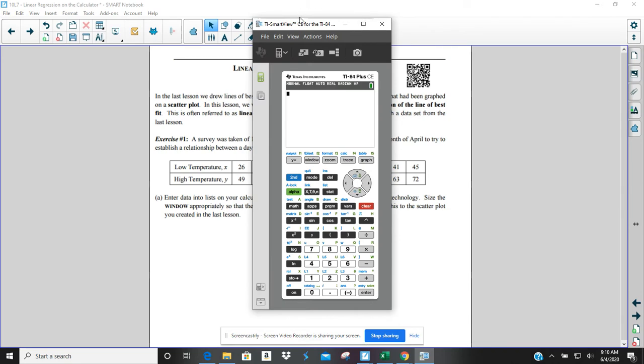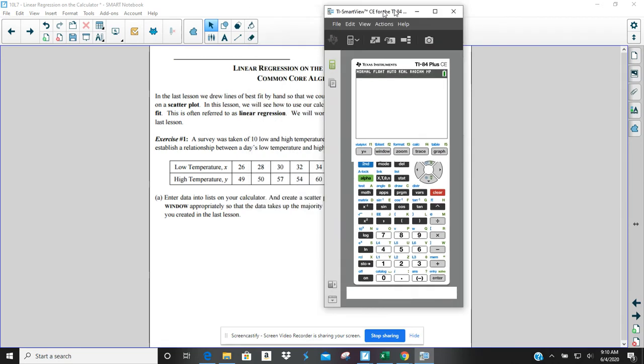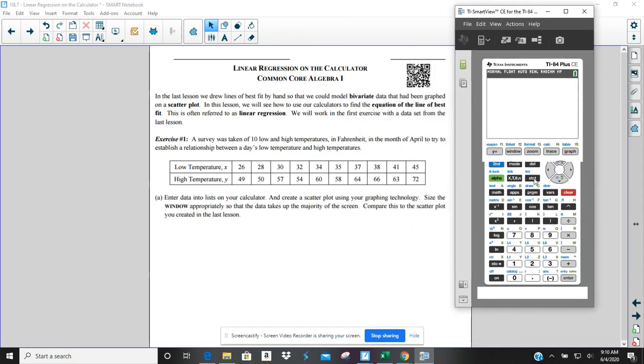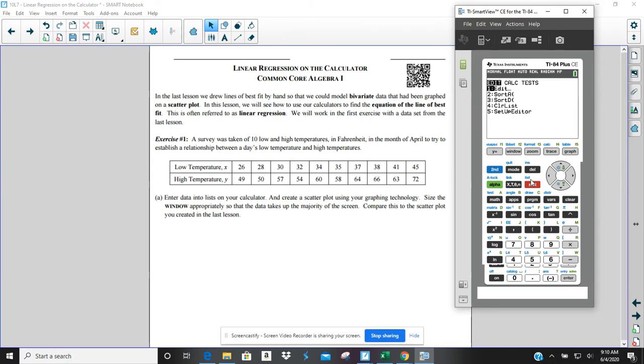Go to your calculator, please. You're going to make sure that you don't have data in your calculator already. How are you going to do that? Let me make sure we're clear on this. So you turned it on. You're going to go to Stat, and you see where it says Edit. You're going to choose Edit.